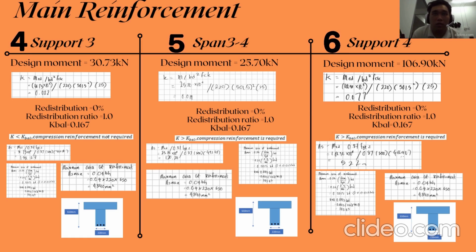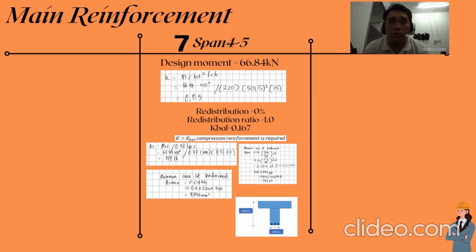And my span 3 to 4, I get design moment 25.70 kilonewton, and my support 4, I get 106.90 kilonewton. And as you can see, my support 3, my AS required is bigger than my AS mean, while my span 3 to 4 and my support 4 has the AS required smaller than my AS mean. So for the span 4 to 5, my design moment is 66.84. As you can see, my AS required is bigger than my AS mean in this span 4 to 5.